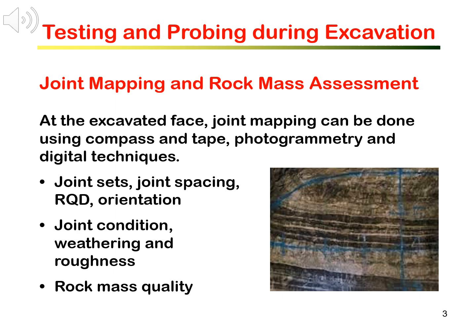With joint information such as joint sets, joint spacing, RQD, orientation, joint condition, weathering, and roughness, rock mass quality can be assessed. The actual rock mass quality may be quite different from the interpreted rock mass quality from earlier site investigation from the surface drilling. Then we may need to modify excavation operation and the support design.